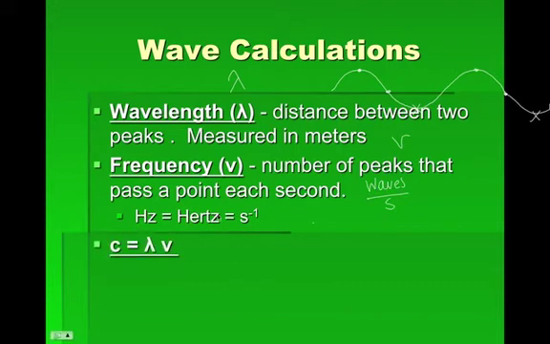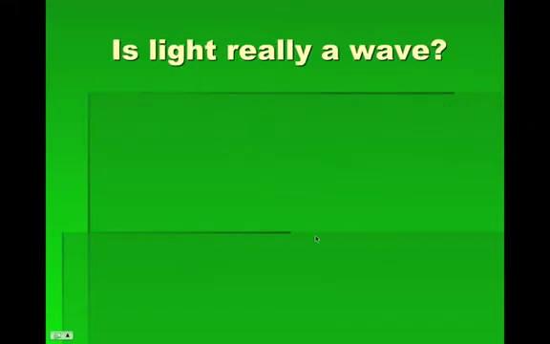And this is your formula, c equals lambda nu, where c is the speed of light. This is the physics formula of speed equals distance times time. The speed is the speed of light, the distance is the wavelength, and the frequency, the number of peaks that pass each second, is your time. So this is just your basic speed formula from physics, or from IPC if you took that, or from 8th grade science.